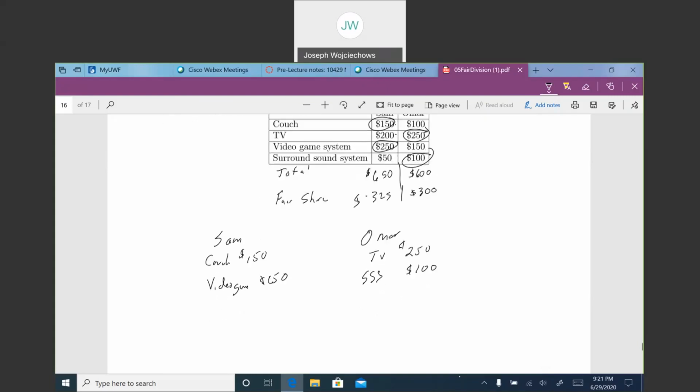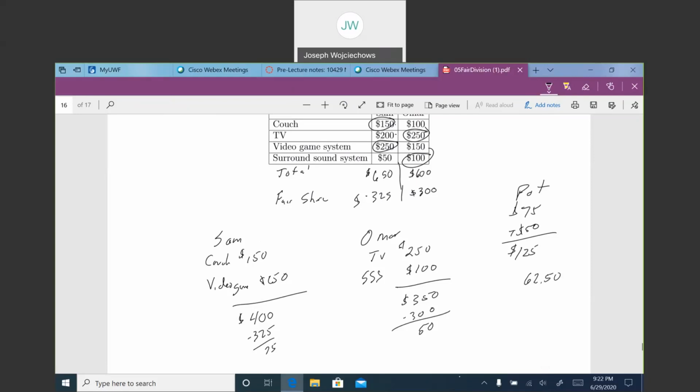So look at this. We total this up. This is 400. And this is 350. So in this case, they each received more than their fair share in their eyes. So subtract what Sam thinks is a fair share. So we have this pot over here, which has the $75 that Sam got. Subtract the 300 fair share in Omar's opinion. Then we got another $50 there. So we have a total of $125 in this pot. There's two people, so that's $62.50 for each of them.